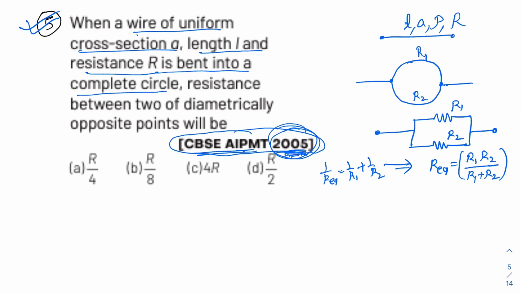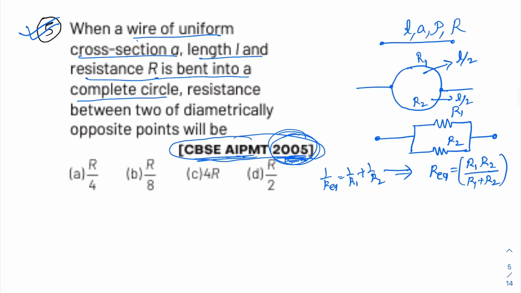Actually, if this is the part, then it is divided equally. So its length will obviously be L by 2, as I told in the previous question number 4 also, L by 2 and L by 2. And suppose this resistance is R, same material, same area, so its resistance will be R by 2 and the other will also be R by 2. So your R1 is equal to R by 2 and R2 is also equal to R by 2.